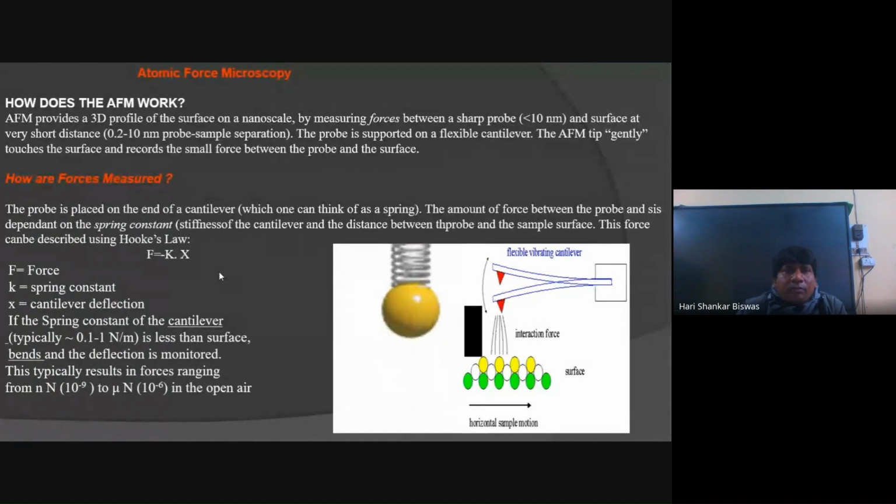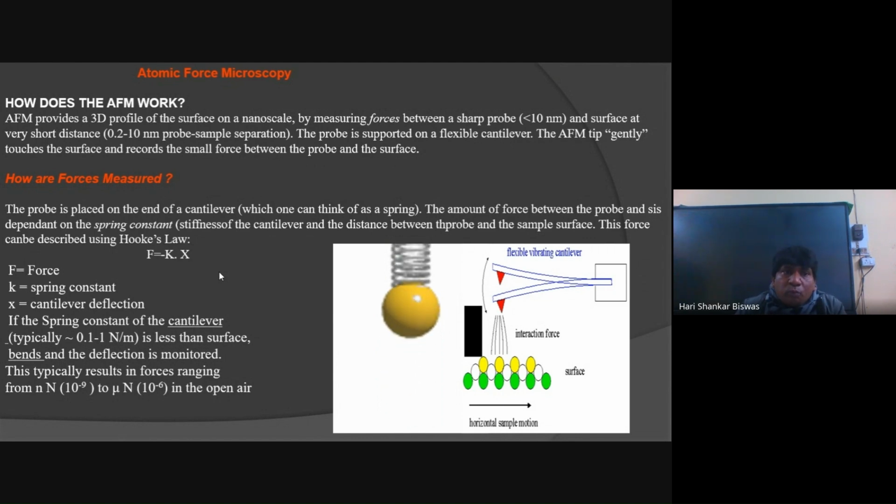And it may work in various ways. That means it may touch the surface, or there is a non-contact process also. So if it touches the surface, then it is the contact process. If it does not touch the surface, but can still measure the force between the surface and the probe, then it is known as the non-contact process.